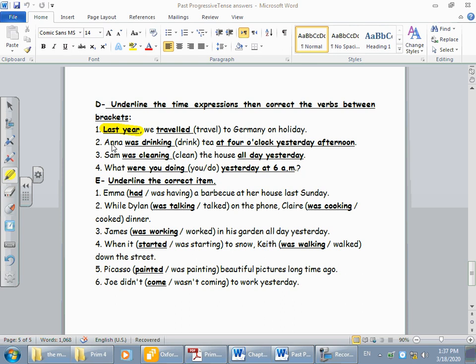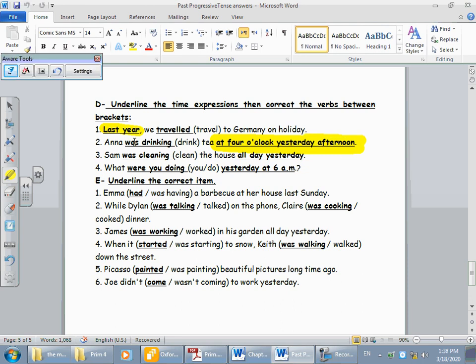Number 2, Anna drank tea at 4 o'clock yesterday afternoon. So the key word should be at 4 o'clock yesterday afternoon. This is a key word for the past progressive, and the verb is was drinking. Number 3, Sam cleaned the house all day yesterday. The key word, all day yesterday, and the verb should be was cleaning. Why? Because all is a key word of the past progressive.